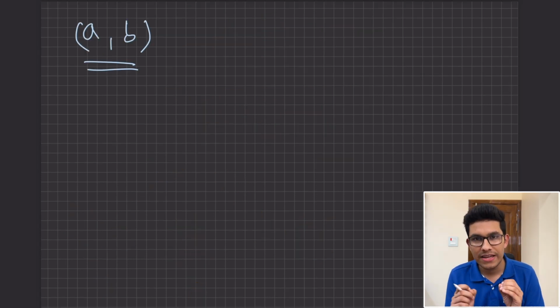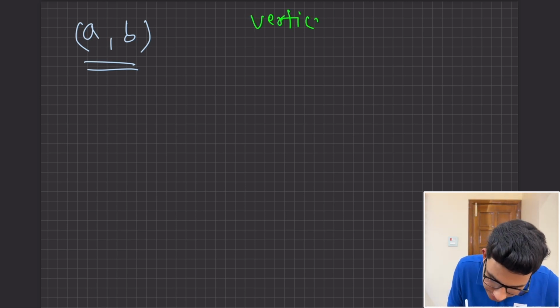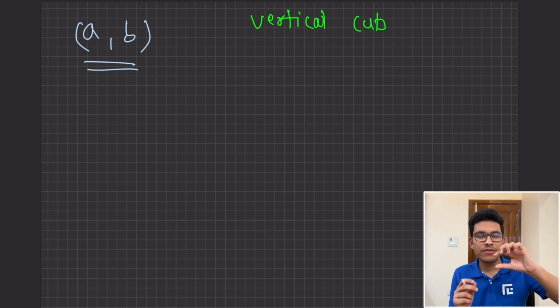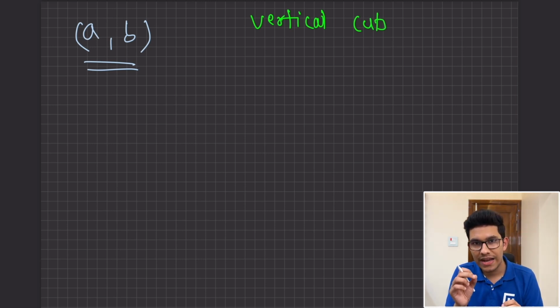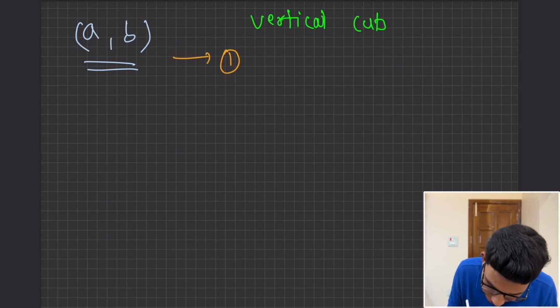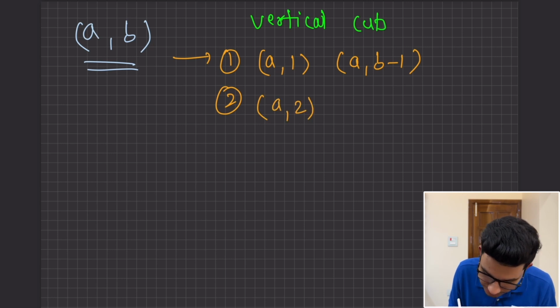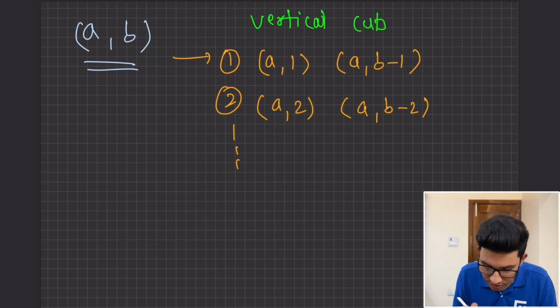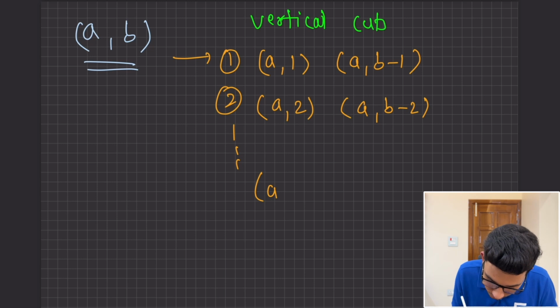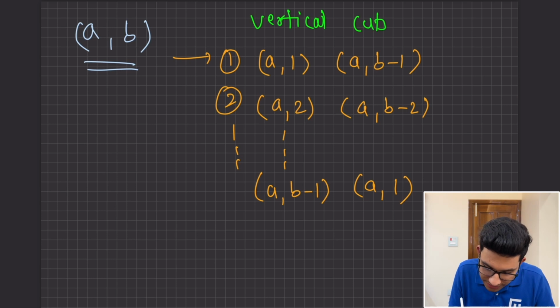So if you have A cross B, what are the different cuts? Let's first look at vertical cuts. What are the different vertical cuts that you could make? Can I say on the very first vertical cut, it gets split into A cross 1 and A cross B minus 1? Yes. So the very first vertical cut is something like A comma 1 and A comma B minus 1. The second vertical cut is something like A comma 2 and A comma B minus 2, and so on. You could make how many cuts, right? The last cut is something like A comma B minus 1 and A comma 1. So these are all the different cuts that are possible.